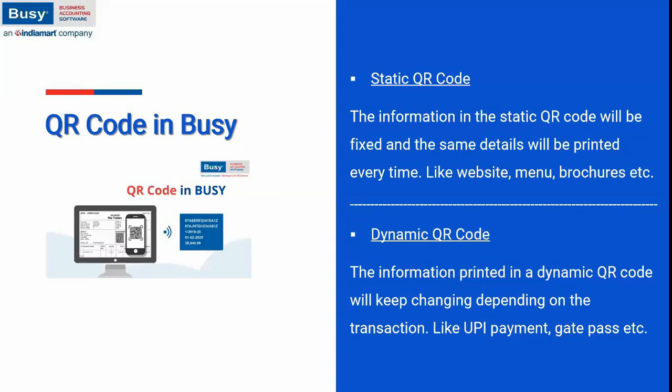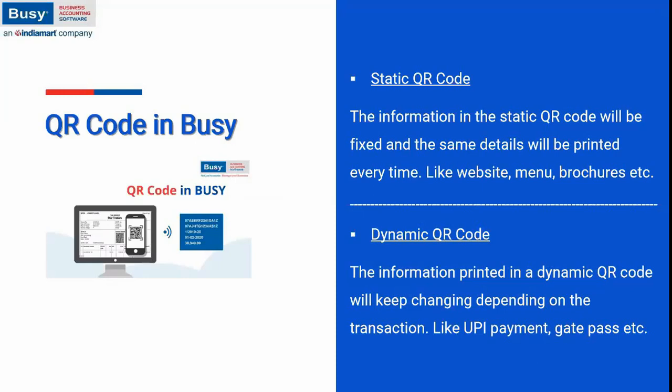Generally, the dynamic QR code is used for our payment UPI configuration as well as gate pass. For UPI payment configuration, we know that PhonePe, Google Pay scanning, that kind of QR code is called the payment UPI QR code.